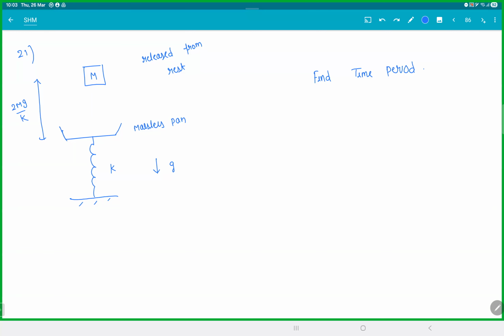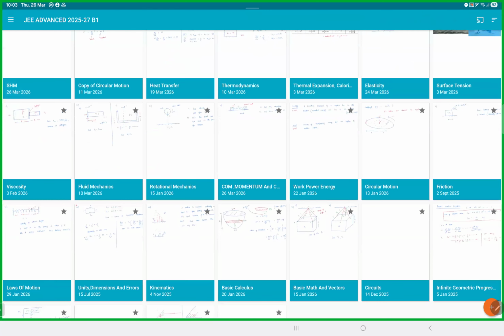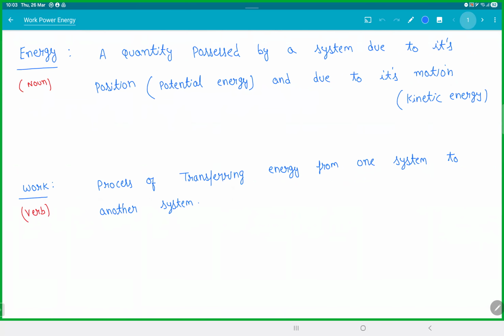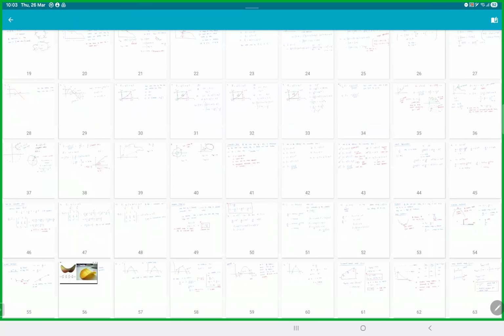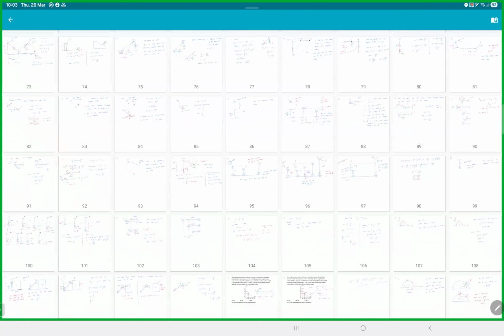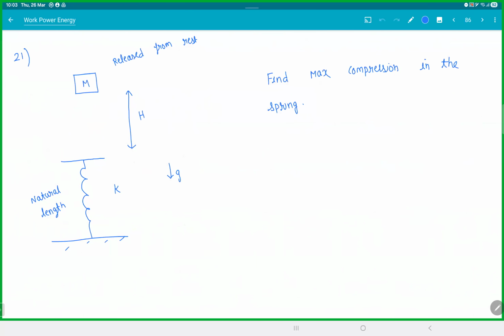Did you guys get what is happening? You always have to draw a picture. And you might think, oh, this is something new. This is not new. Where have you seen this? Work power energy. Do you remember this question? Find the maximum compression in the spring. This will use work power energy. Something similar. Like I said, during that time I couldn't ask you to find time and all, but now we can.